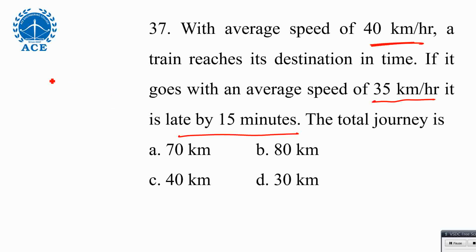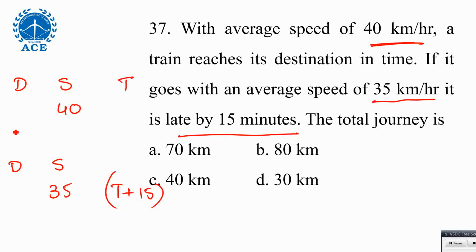See, simple. First one, there is some distance, speed is 40, time taken is t. Now, same distance, speed is 35, time taken is t plus 15. Why t plus 15? Late. Late means extra, plus 15. Right.